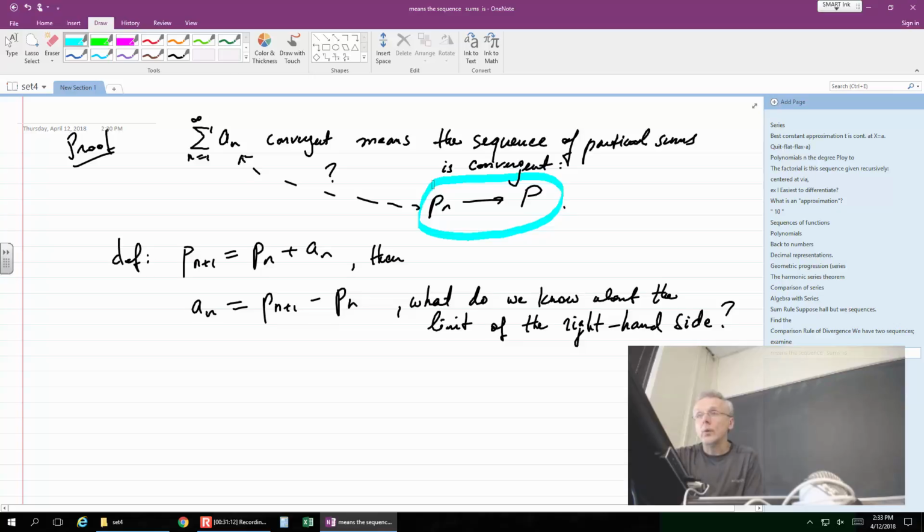Okay, so what do we say then? Well, P_n goes to P. That's what we know. What else do we know? Where does P_(n+1) go? What's the difference between P_n and P_(n+1)?